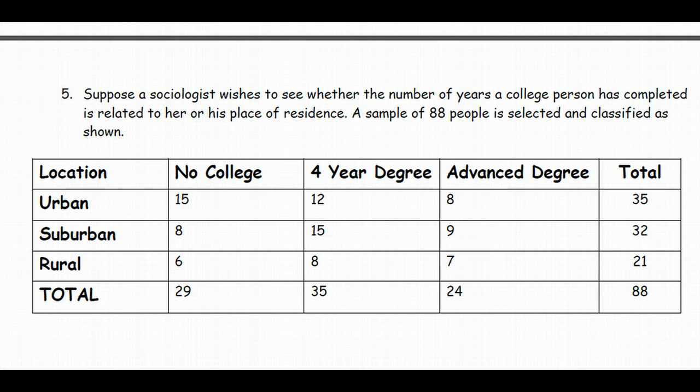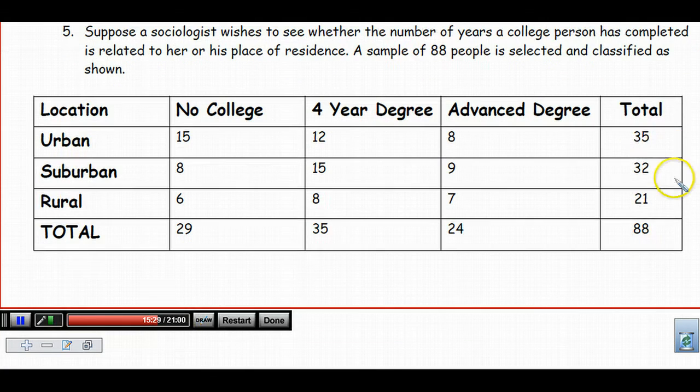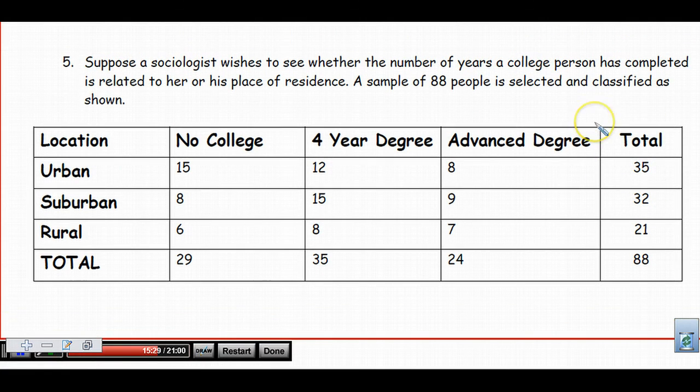So number 5, suppose a sociologist wishes to see whether the number of years at college a person has completed is related or associated with his or her place of residence. A sample of 88 people is selected and classified as shown. Notice it doesn't say random, so we're going to have to address that in our assumptions, but I still want you to run the test.